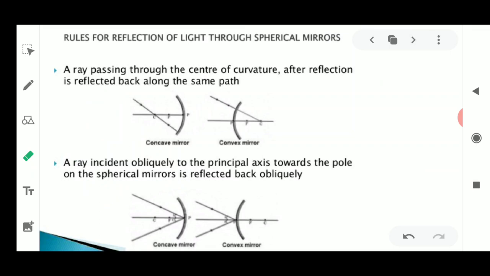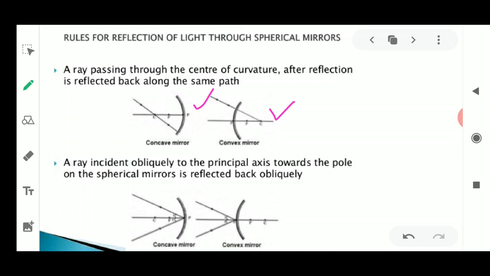Before drawing this ray diagram, one must be very familiar with the rules for the reflection of light through spherical mirrors. The first rule says that whenever a ray is passing through the center of curvature, after reflection it is going back along the same path. Here we are going to consider both these mirrors at a single time, but after that I'll show you how the rules are followed in the concave mirror first.